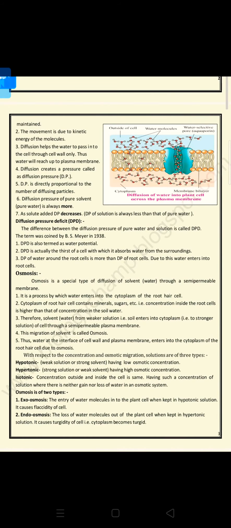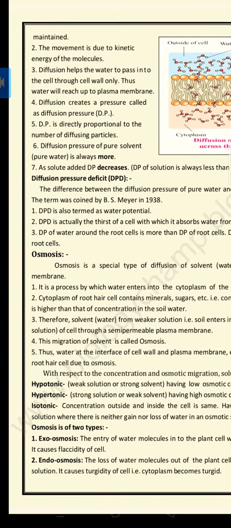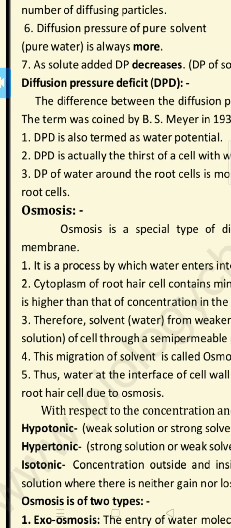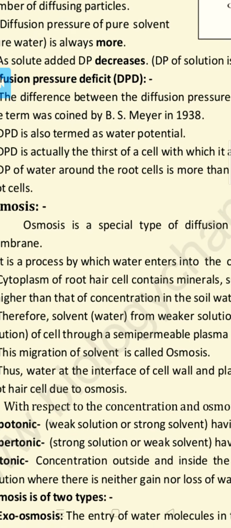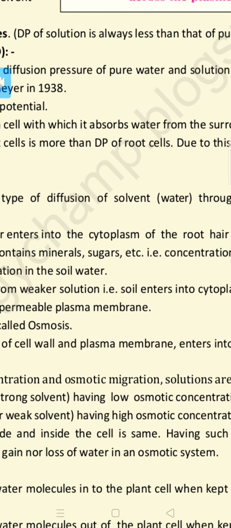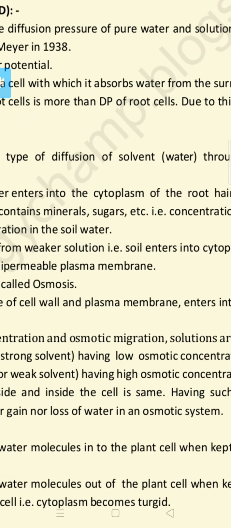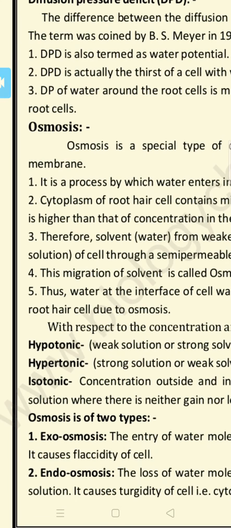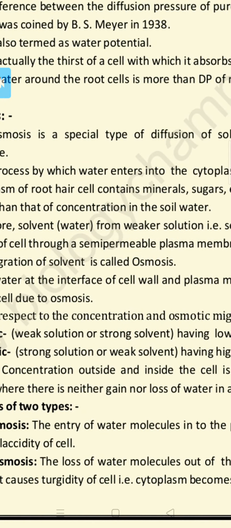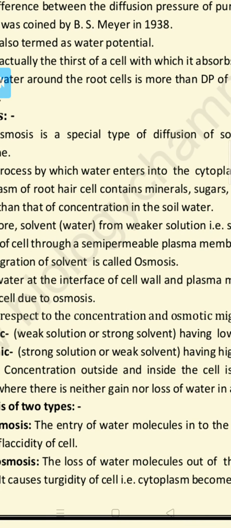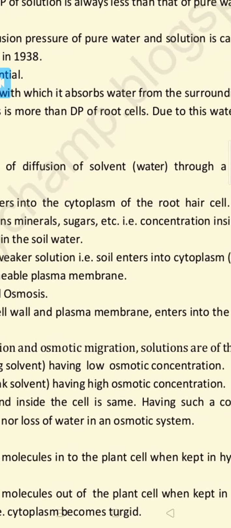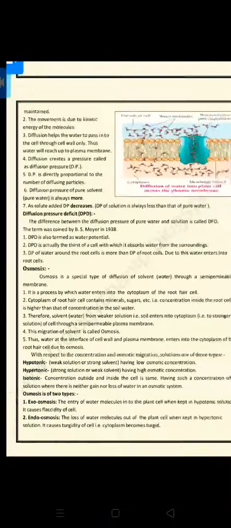In the last video we completed the topic of diffusion. Today we are going to move further with the topic of osmosis. So what is osmosis? Osmosis is a special type of diffusion of solvent, that is water, through a semi-permeable membrane. Osmosis is the transportation of water through a semi-permeable membrane.